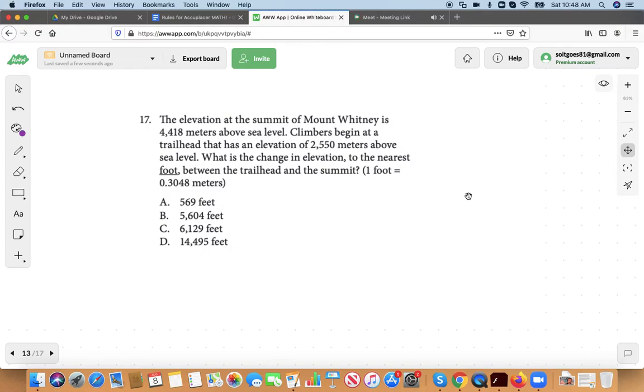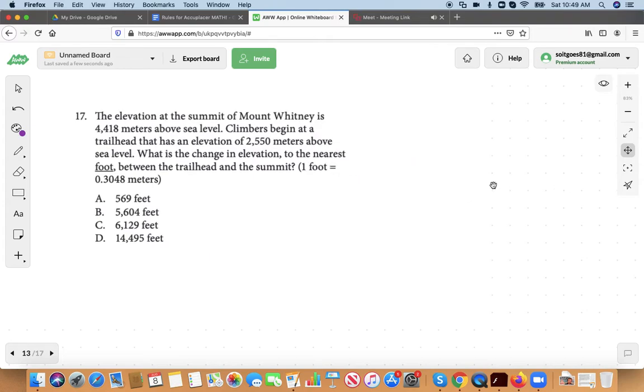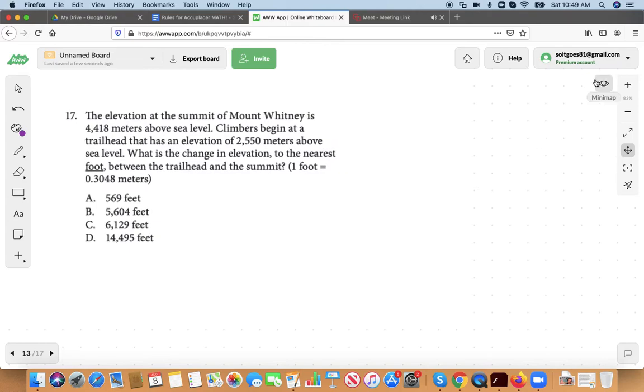The elevation at the summit of Mount Whitney is 4,418 meters above sea level. Let's just understand these terms here. Do you know what elevation means? Yes. What does it mean? Like going up. Going up, how high it is. Absolutely. It's the elevation at the summit, and the summit means the very top, the highest point of Mount Whitney, is 4,418 meters above sea level.